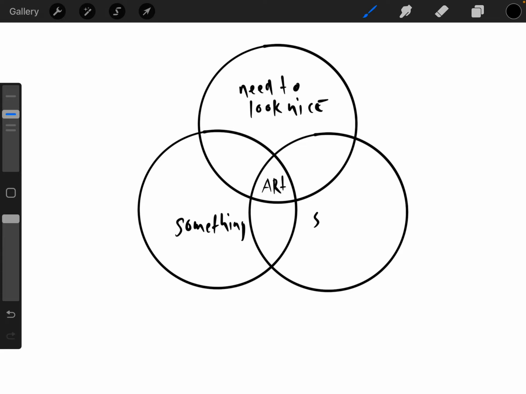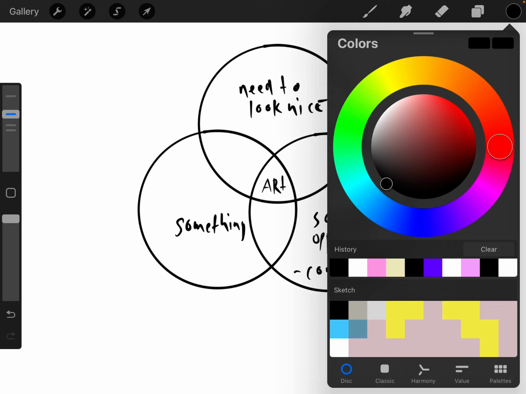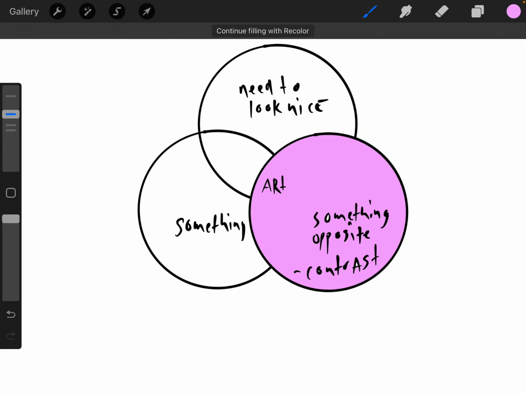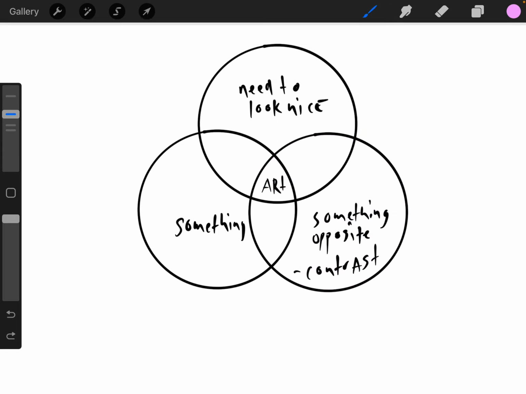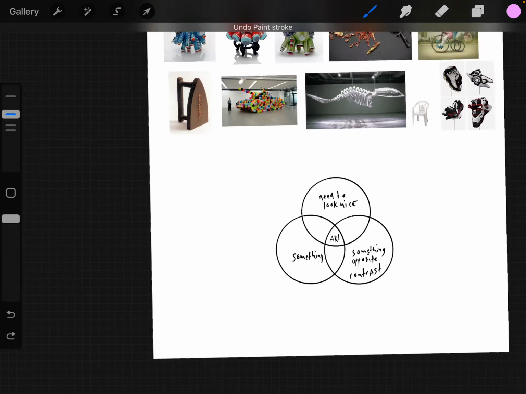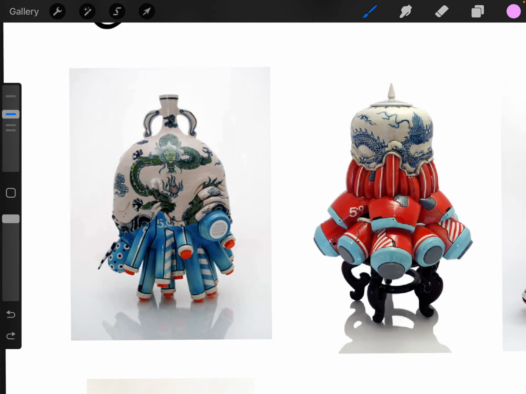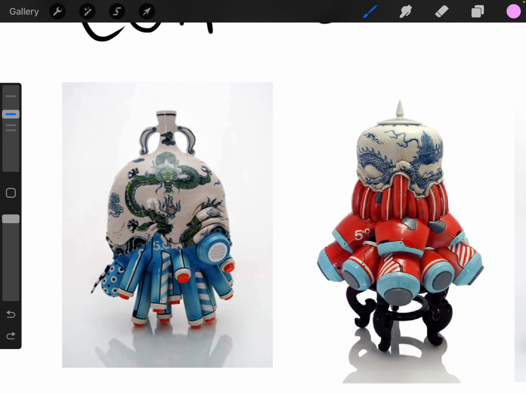On here we do something opposite, or we can say a contrast. If you do these things together, you can make cool art out of anything, because it will always combine here in the middle to create something really nice. Here, I'll show you. Look, these are some really good examples, right?